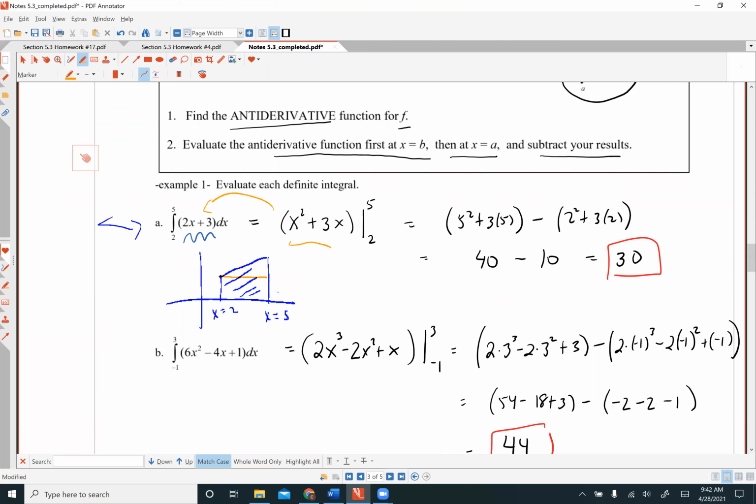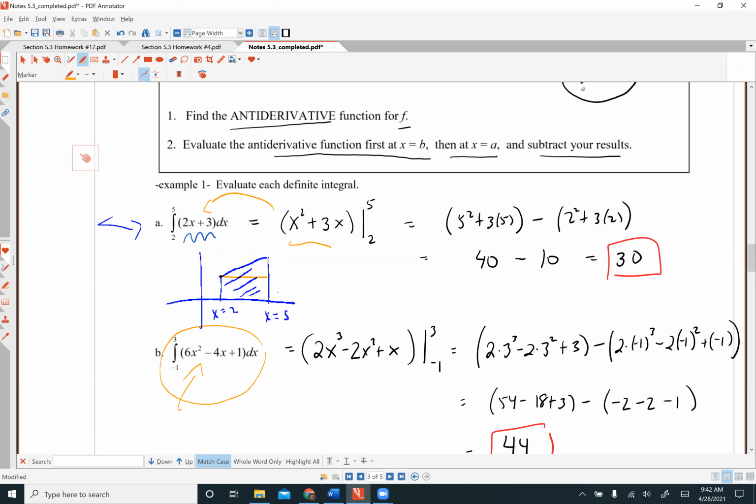Okay, so here's another one, B. Actually, I don't have a graph of this, but we know the graph of this is a parabola. So we want to know what is the area bounded by that parabola and the x-axis from -1 to 3? So remember, whenever you see these definite integrals, right?